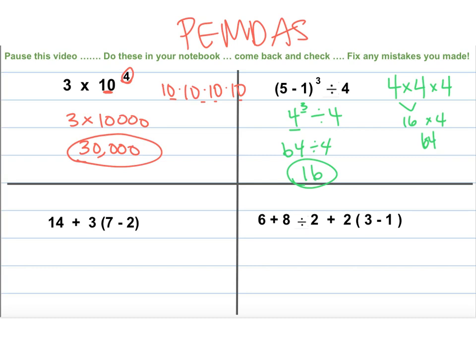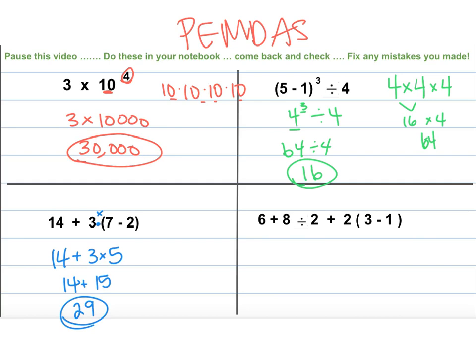Next one, 14 plus 3 in parentheses, 7 minus 2. Now, it's not shown, but anytime a number is connected to a parenthesis, that means multiplication, which can be shown with a dot or with the multiplication symbol. So I start with the parentheses. 7 minus 2 is 5. 14 plus, and like I said, we're multiplying this because they're connected. Next would be my multiplication. So 3 times 5 is 15. 14 plus 15 would be 29. There's my final answer.